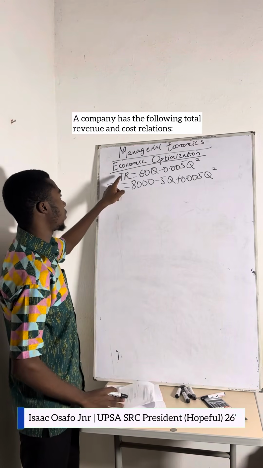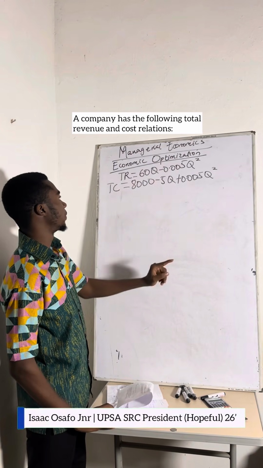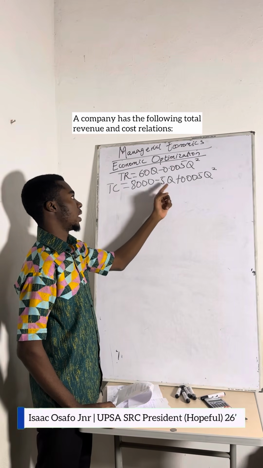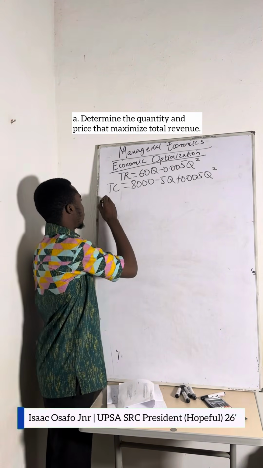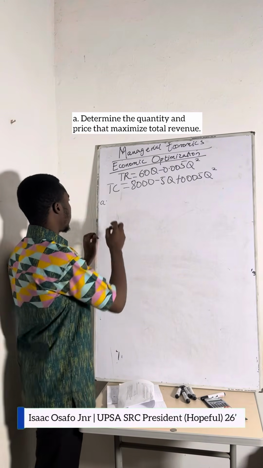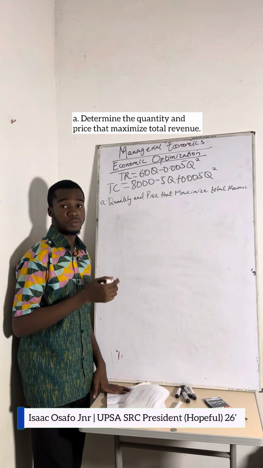The total revenue is 60Q minus 0.005Q squared, and the total cost is 8,000 minus 5Q plus 0.005Q squared. Part A says we should determine the quantity and price that maximize total revenue. All right, so now let's find the quantity and price that would maximize the firm's total revenue.